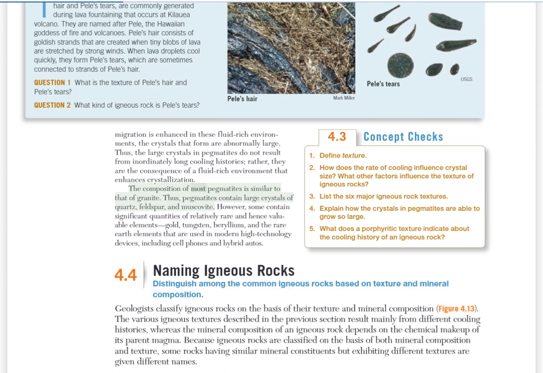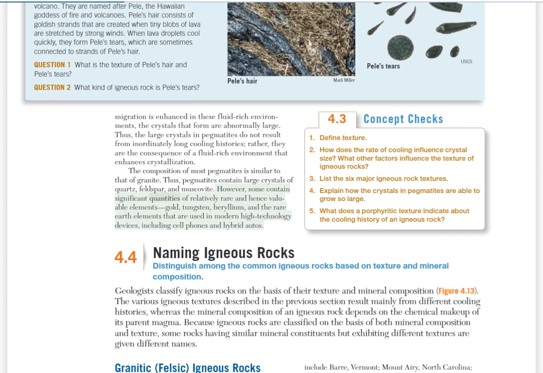The composition of most pegmatites is similar to that of granite. Thus, pegmatites contain large crystals of quartz, feldspar, and muscovite. However, some contain significant quantities of relatively rare and hence valuable elements: gold, tungsten, beryllium, and the rare earth elements that are used in modern high-technology devices, including cell phones and hybrid autos.